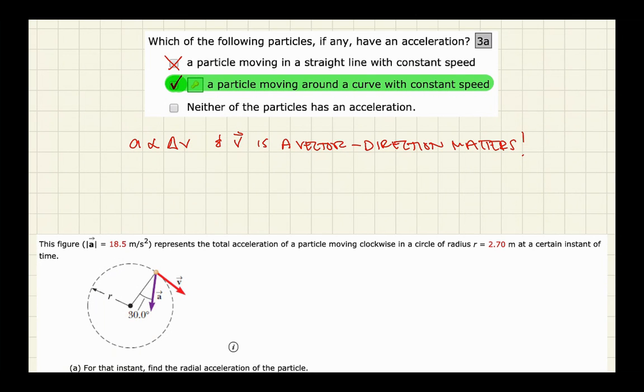Right? Velocity factors into direction. So a curved path would mean that we are changing direction, which would in turn mean we are changing velocity, which would in turn mean we have a non-zero acceleration.